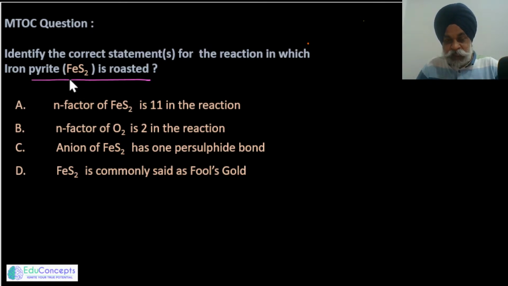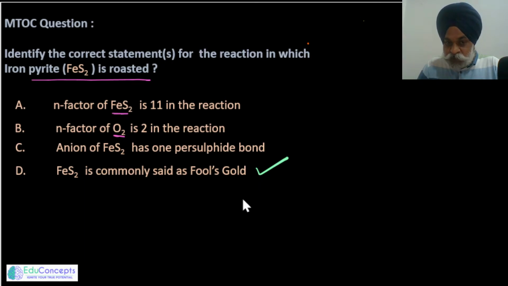They have asked a metallurgical reaction, and now they are asking the n-factor of iron pyrite and oxygen, and they are also asking about the bonding aspect involved in the anion of iron pyrite. And lastly, they are asking FeS2 is commonly called fool's gold. So they are checking the information concept as well. The 2-3 topics got mixed. As regards the last option, this is a correct one because it is information based.